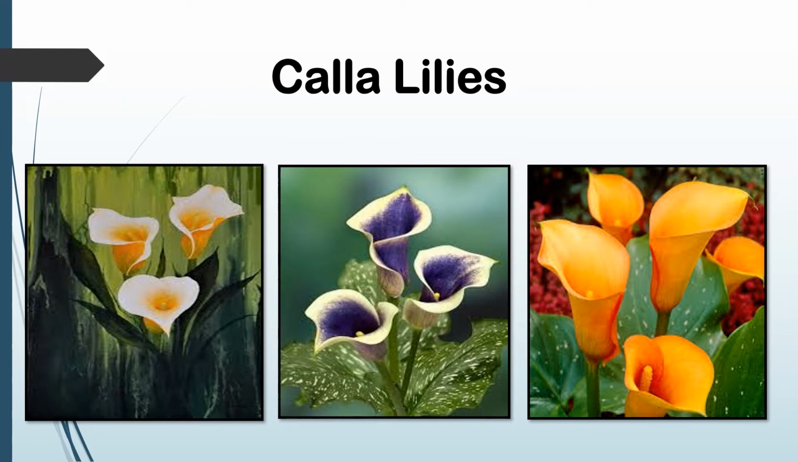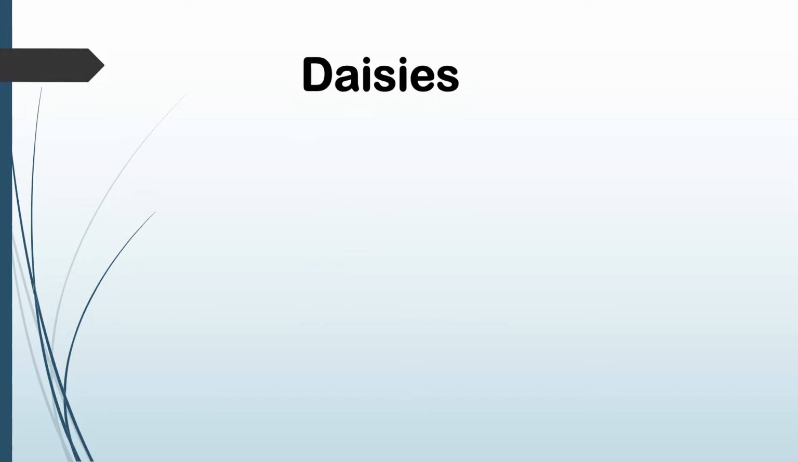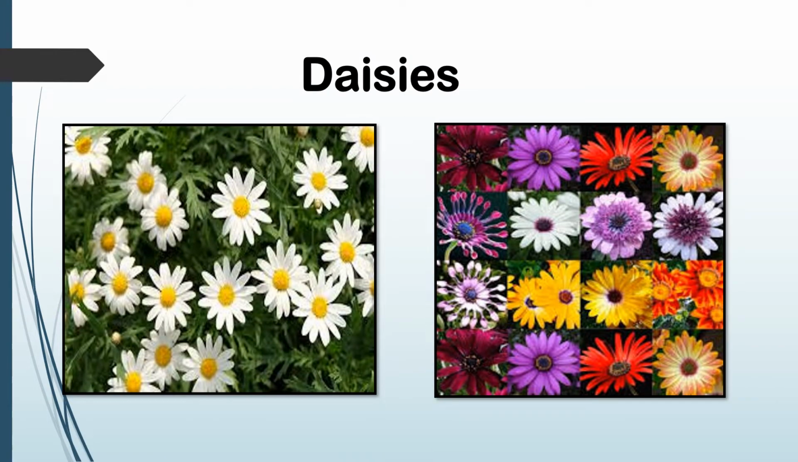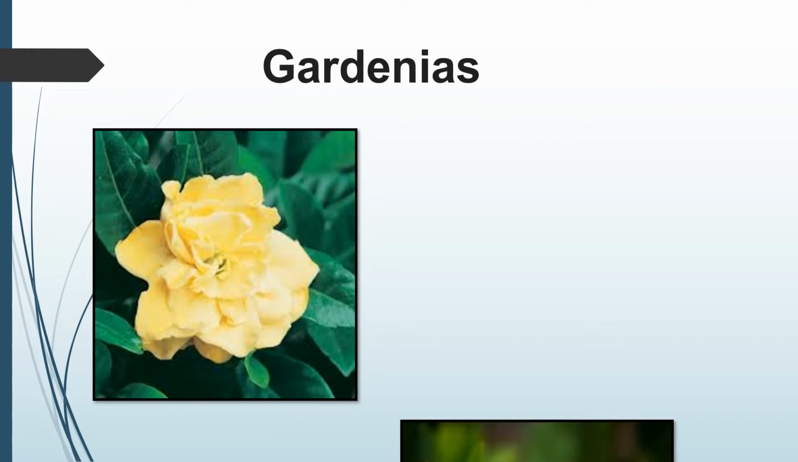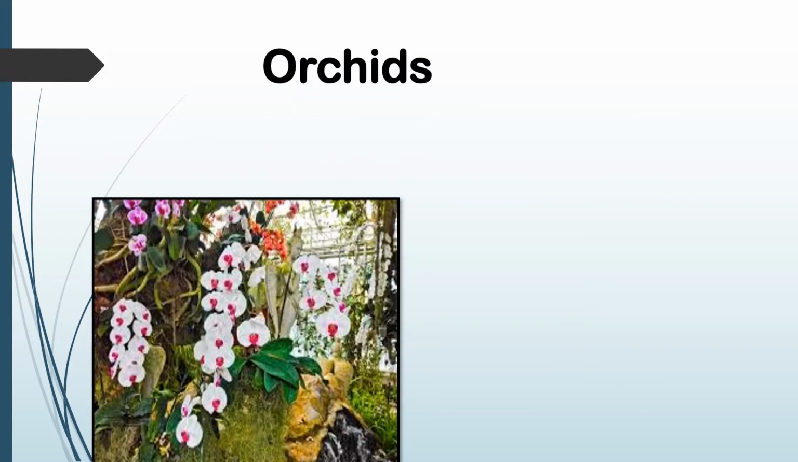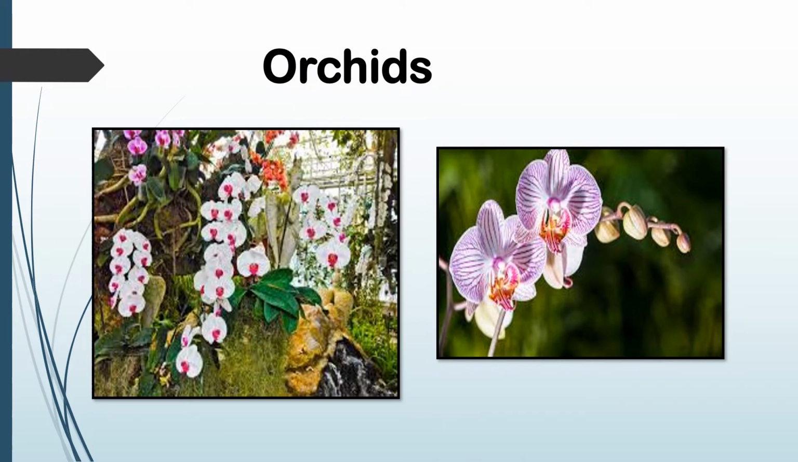These are calla lilies. Aside from calla lilies, we also have daisies. Daisies have also different colors like yellow, purple, white, and many more. Another flower is the gardenia. Gardenia have also different colors. Next are orchids. Orchids are the flowering plants that can live on trees.